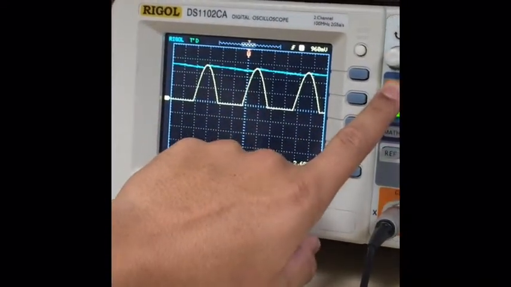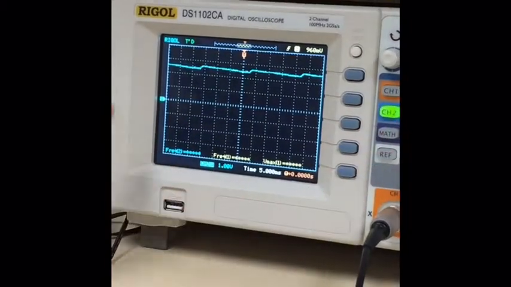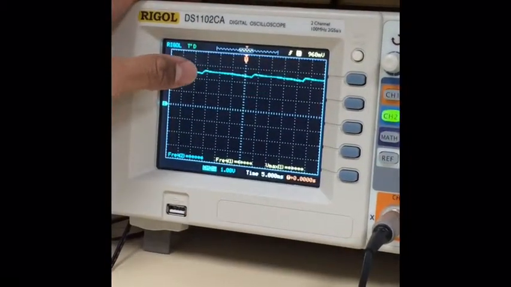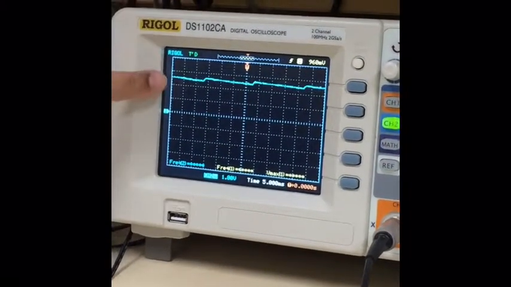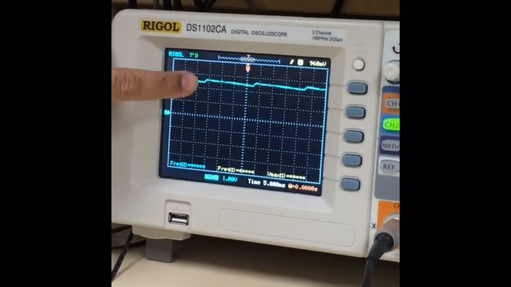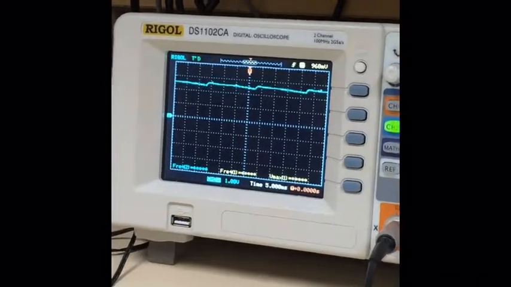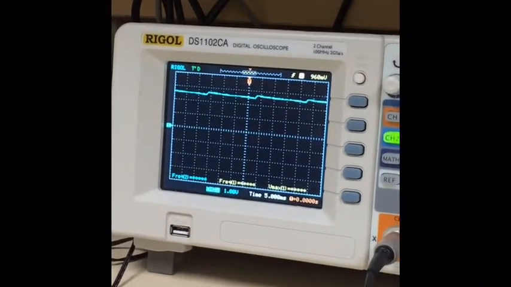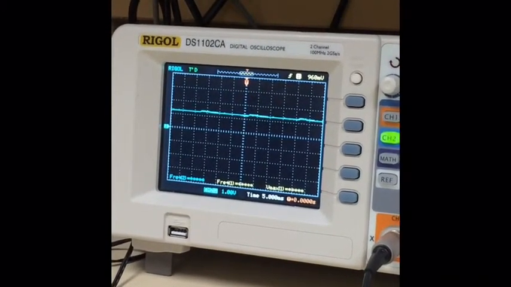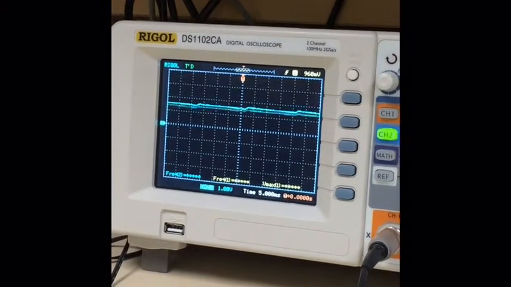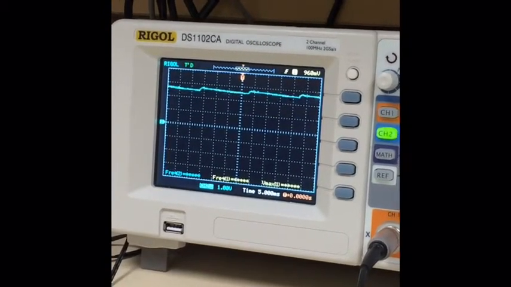I'm just going to shut off our input so you can see a little better. And there is our output. The ripple is about 0.1 there, as MATLAB predicted. And if I lower the voltage, it gets even better. And if I turn it up, it's still about 0.1 volts. It doesn't change too much.